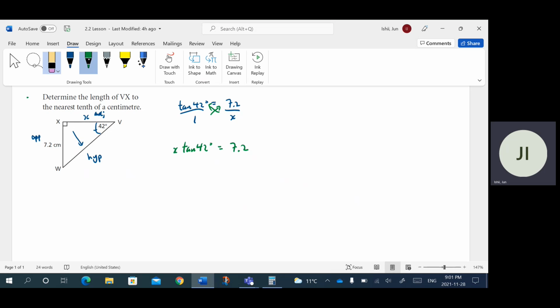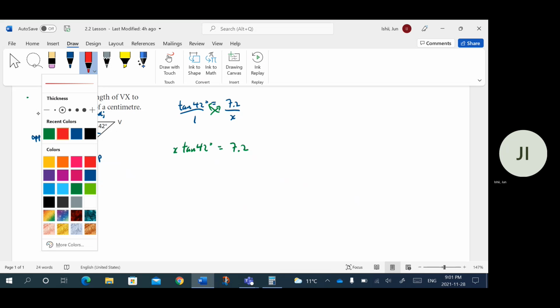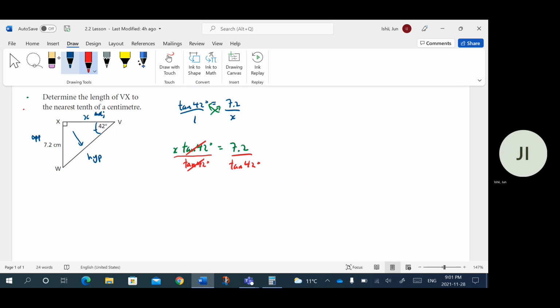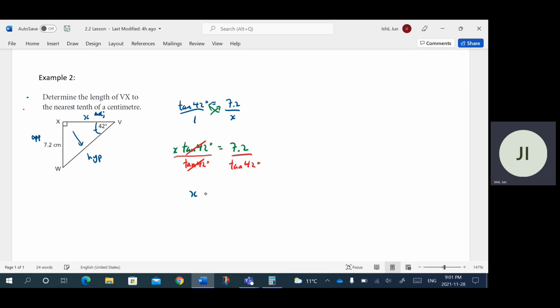And then to solve for x, on the left-hand side here, this says x times, right? So it's implied that you're multiplying, right? X times tangent of 42 degrees is equal to 7.2. Well, the opposite of multiplying is to divide. So I'm going to divide both sides by tangent of 42 degrees. All right, so what that does is on the left-hand side, these cancel. And therefore, x is going to equal the 7.2 divided by tangent of 42 degrees.